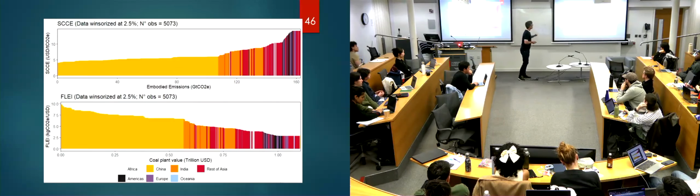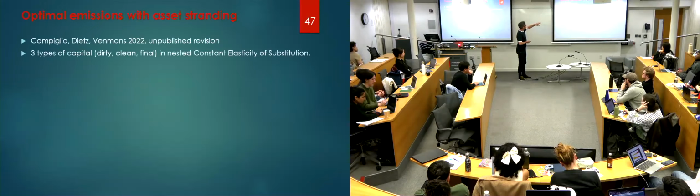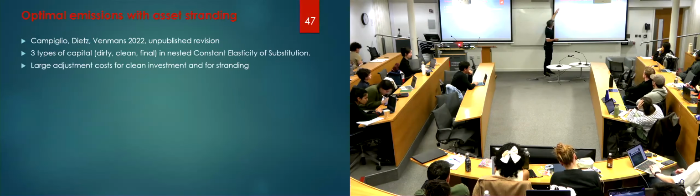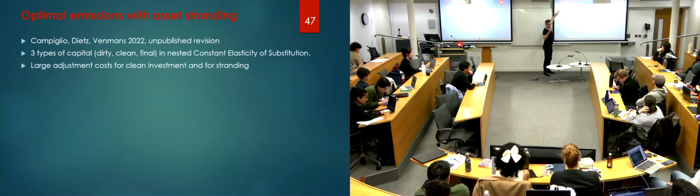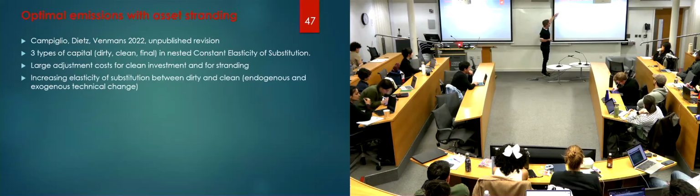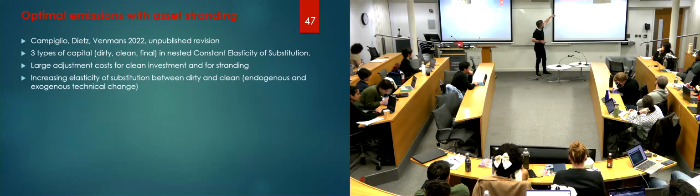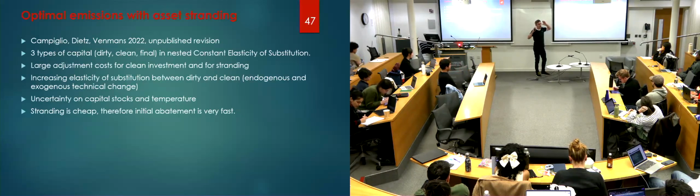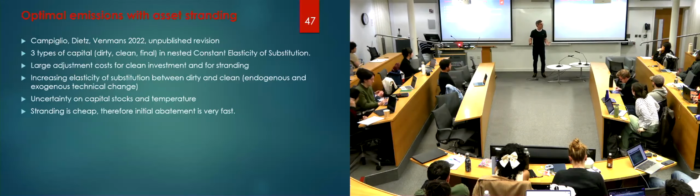So good. We put that in the model, and then we make a paper. Three types of capital, like typical macro models. Large adjustment costs: we use ten times those of standard models for business cycles to make sure that we're not exaggerating. We have some technical change, we have uncertainty, and the conclusion is that stranding is fast and very cheap. And so the model, whatever we do, goes to a 50% reduction within the decade.